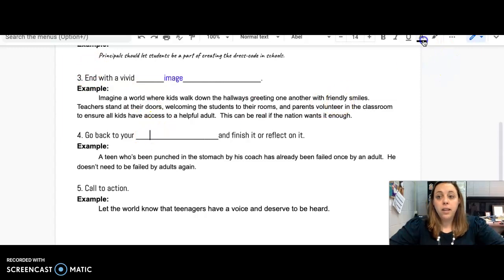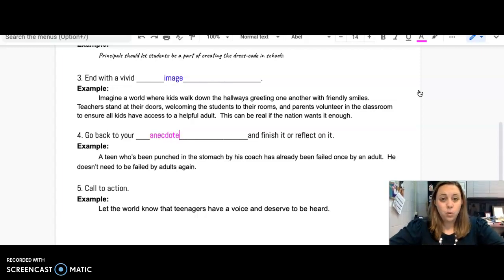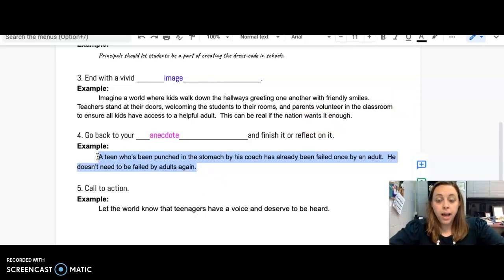If I started with an anecdote, which I don't think many of us did, but if I did, I could circle back to that anecdote or circle back to that quote that you used at the beginning. Remember I had that whole anecdote about that coach punching the teen in the stomach? Well, this is how that article ended. A teen who's been punched in the stomach by his coach has already been failed once by an adult. He doesn't need to be failed by adults again. It's pretty powerful. So you could come back to that quote and reflect on that. You could come back to that statistic and reflect on it. You could come back to that anecdote and reflect on it.